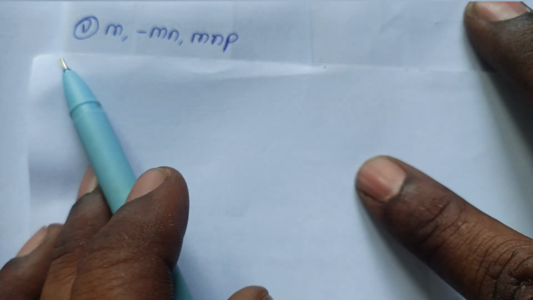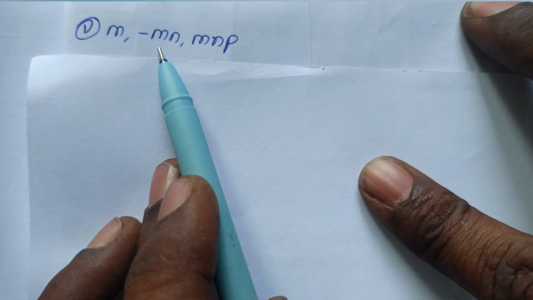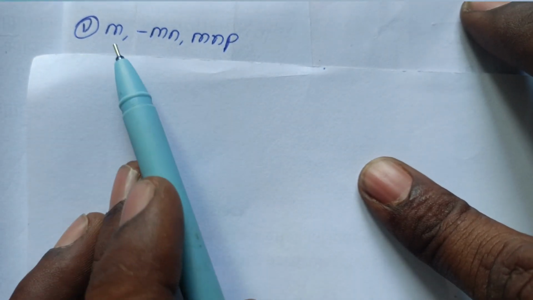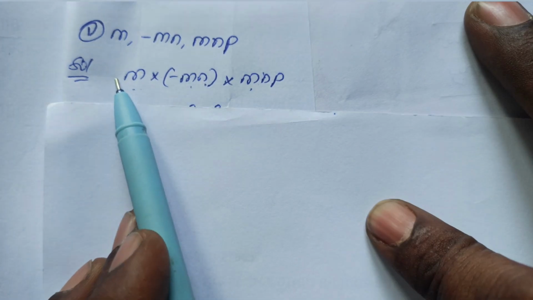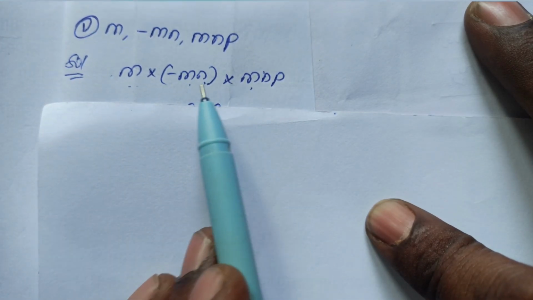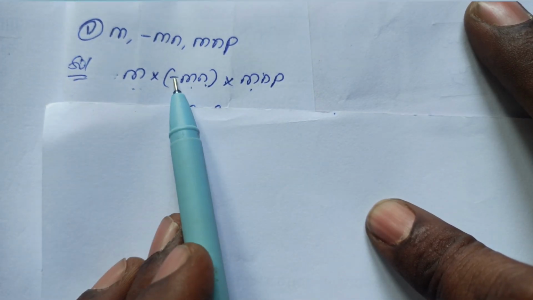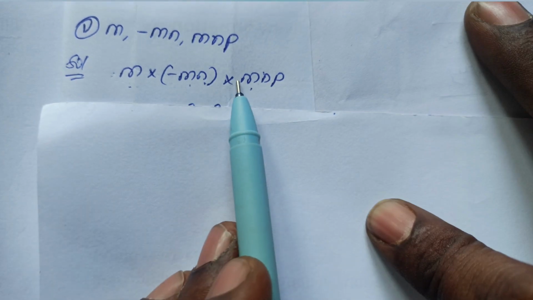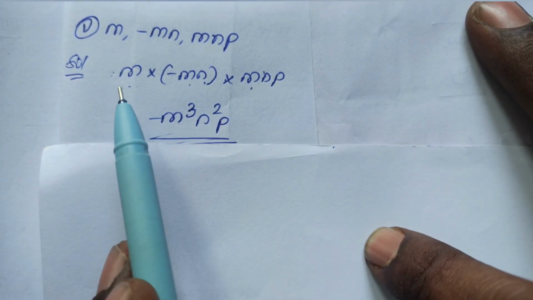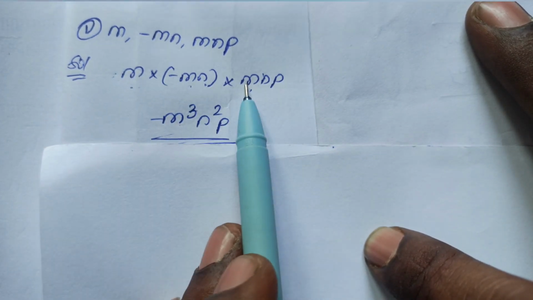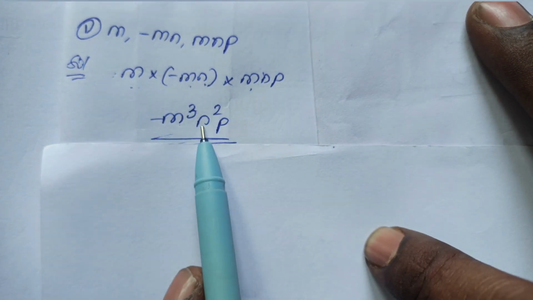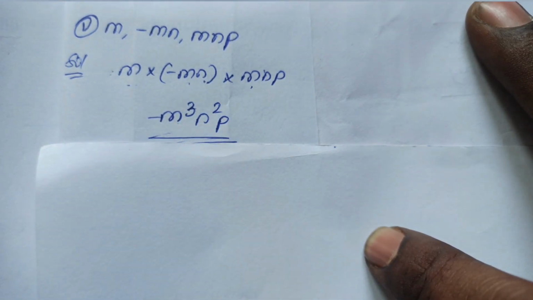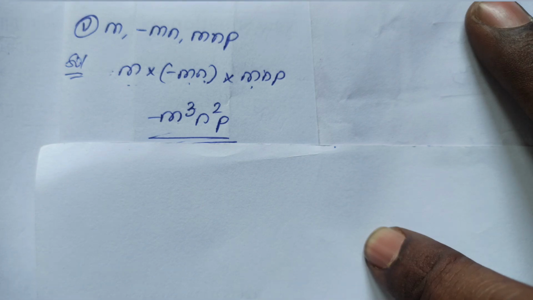Now we will solve the fifth one: m, minus mn, mnp. We need to multiply all three. Here there is a plus, here a minus, here a plus. So plus into minus is minus, minus into plus is minus. We will write minus as it is. m into m is m cube, and n into n is n square. p into 1 is p. So this is the answer.